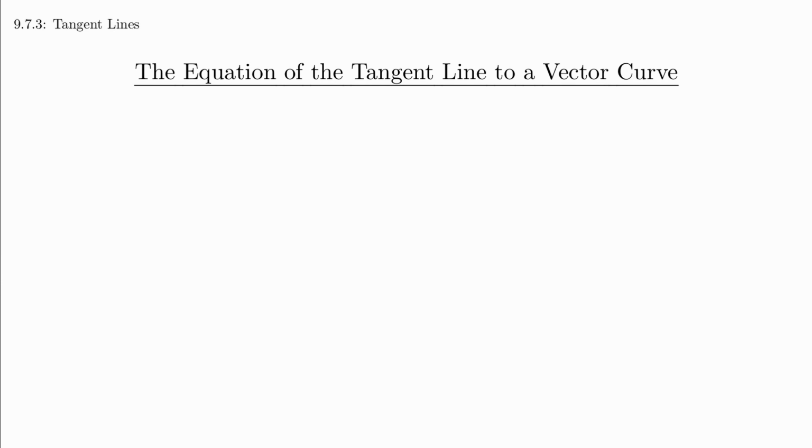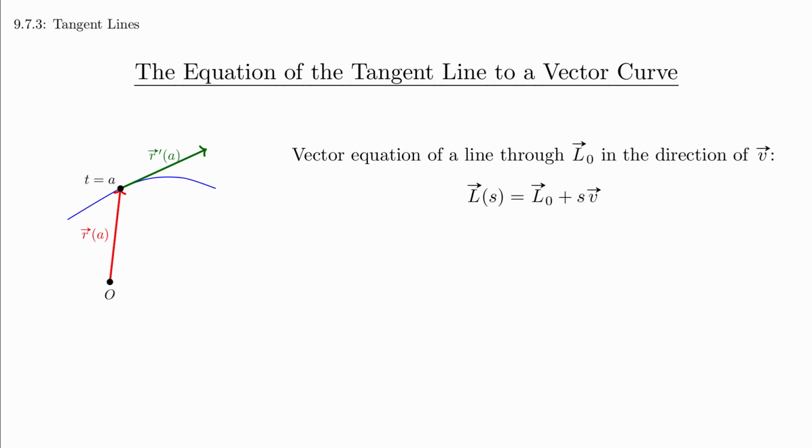Remember that we need 2 pieces of information to get the equation of a line, a point and a direction. If we pick some specific value of the parameter, say t equals a, that will give us the location of a point on the curve. And then we can use the derivative of the vector function to give us the direction vector. Instead of using point-slope form, which only applies to lines in the plane, we use the vector form of the line.